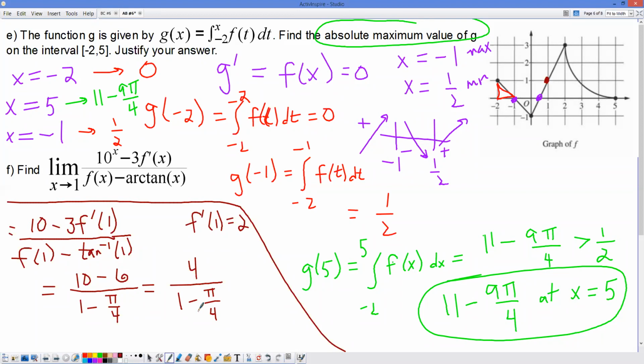Generally, those ones come out to be indeterminate, and they make you take derivatives, but apparently not in this case. So there's your answer for part F. Any questions there on F?